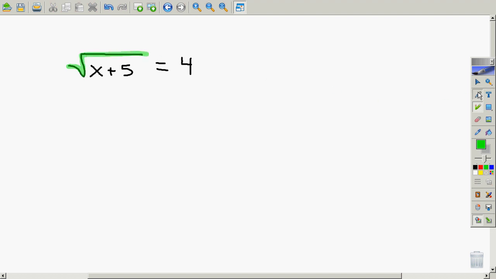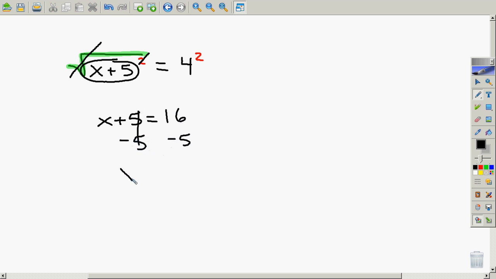The way we do that is we square it. Because we squared the left side, we have to square the right side also. The square root and the square cancel each other out, and all you're left with is this part underneath the radical, which is x plus 5 equals, and 4 squared is 16. Then, of course, we would just subtract 5 and subtract 5, and we'd get x is 11.